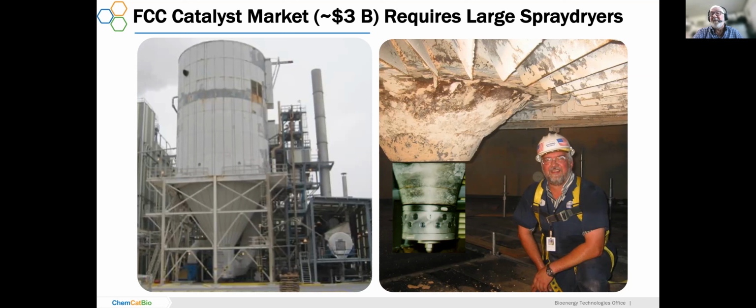with AkzoNobel and Albemarle. And on the right, you can see a younger version of myself actually sitting comfortably below the roof air distributor and right next to where the rotary atomizer would be. It's not actually there because that would be a massive safety hazard. So I basically photoshopped it in there to give you an idea. That's where the slurry is atomized and meets the drying air in the top of this enormous drying chamber.